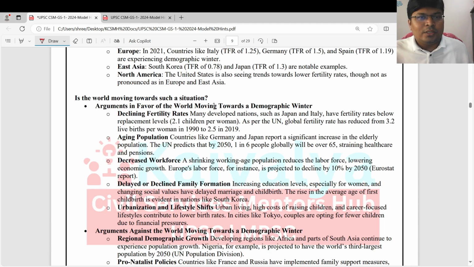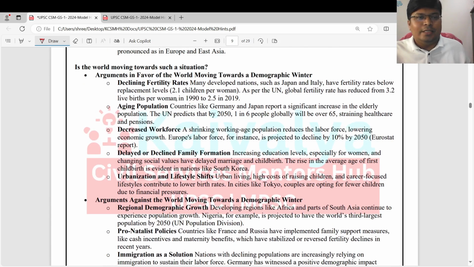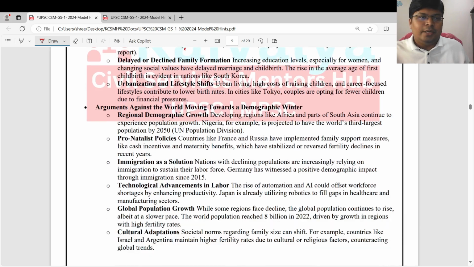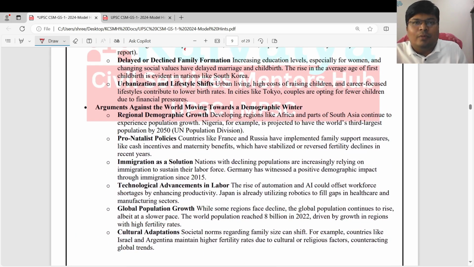Is the world moving towards such a situation? Now you need to put both sides of the coin, arguments in favor and arguments against. Arguments in favor of the world moving towards a demographic winter: a declining fertility rate, aging population, decreased workforce, etc. And with the help of examples, you can substantiate it. And arguments against the world moving towards a demographic winter, you can give some examples. Even though in some countries the population is decreasing, in third world or developing countries the population is increasing. There is an increasing trend of migration. Globalization is supporting migration. Such dimensions you can include.